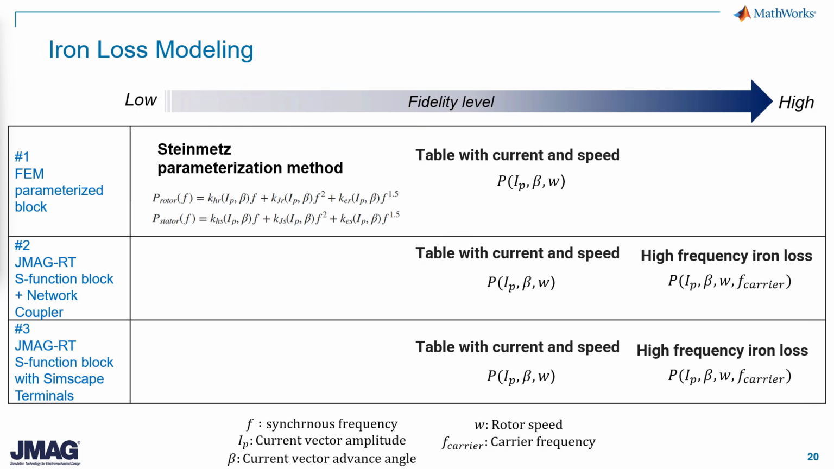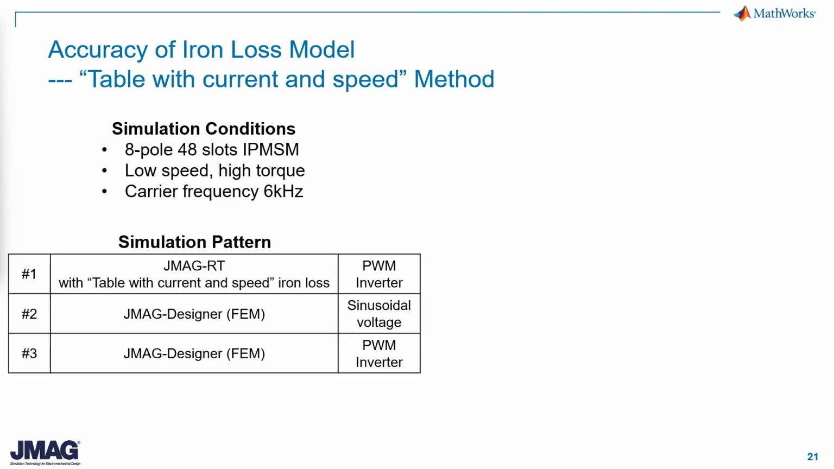And from the next two slides, I will show you how significant a difference we will see when considering those high-frequency iron losses. First, we will take a look at the comparison of this table with current and speed iron loss method. To check the accuracy of this method, we prepared this simulation: an 8-pole 48-slot IPMSM, and the operating points were low speed high torque grid points, and the carrier frequency used was 6 kHz.